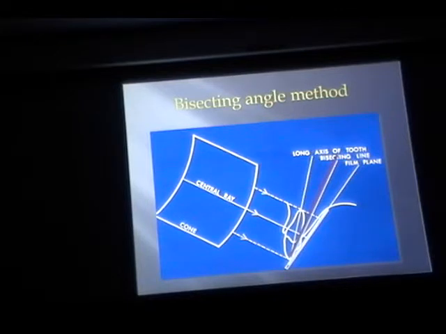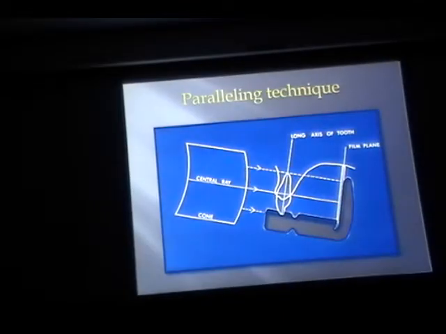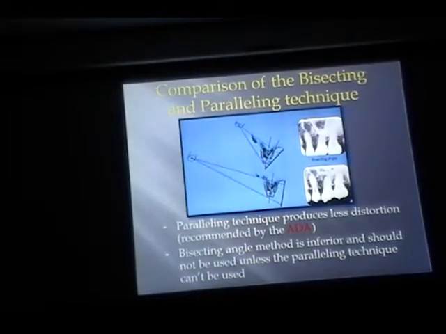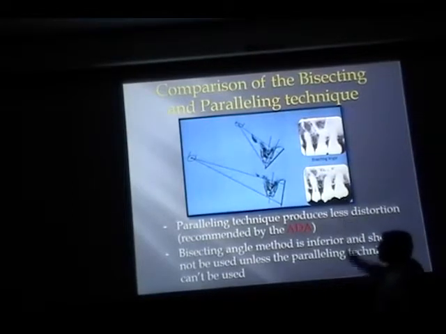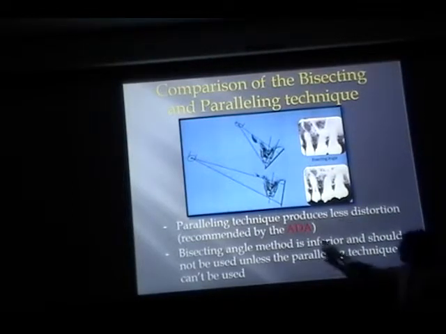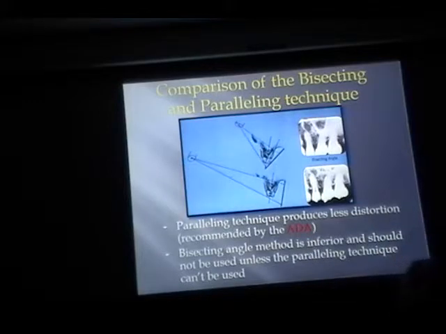We talked about bisecting, paralleling. When I said that there are some flaws with the bisecting, you can see the information here, and the ADA, the American Dental Association, recommends that we use the paralleling technique only.